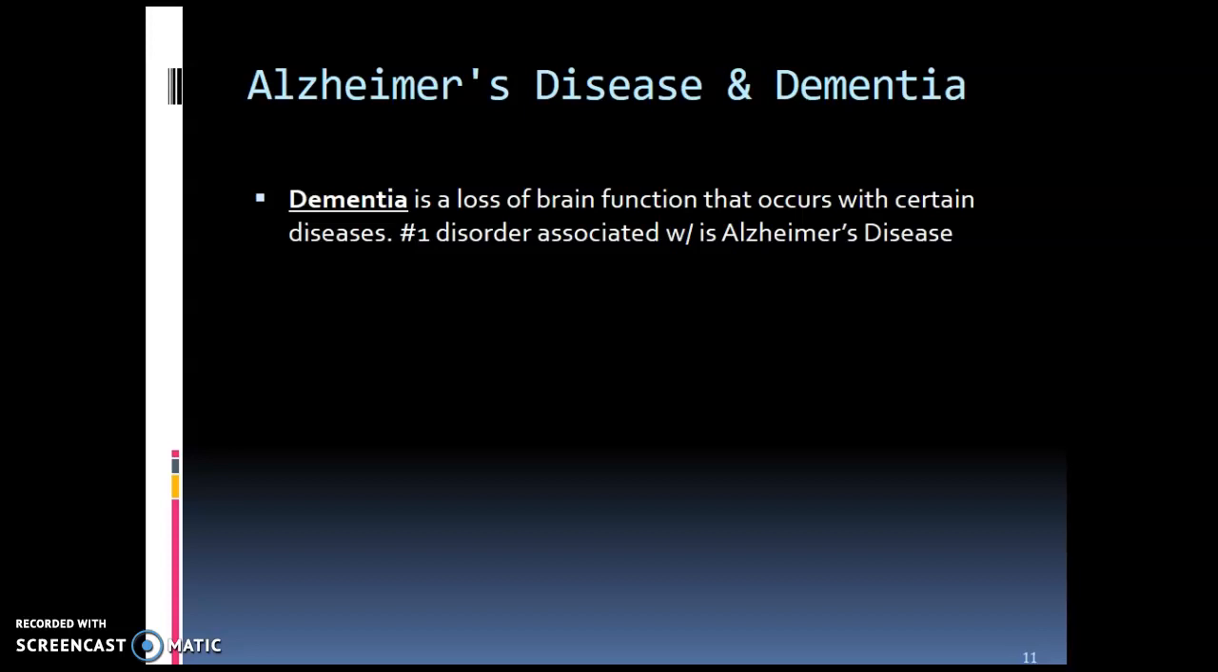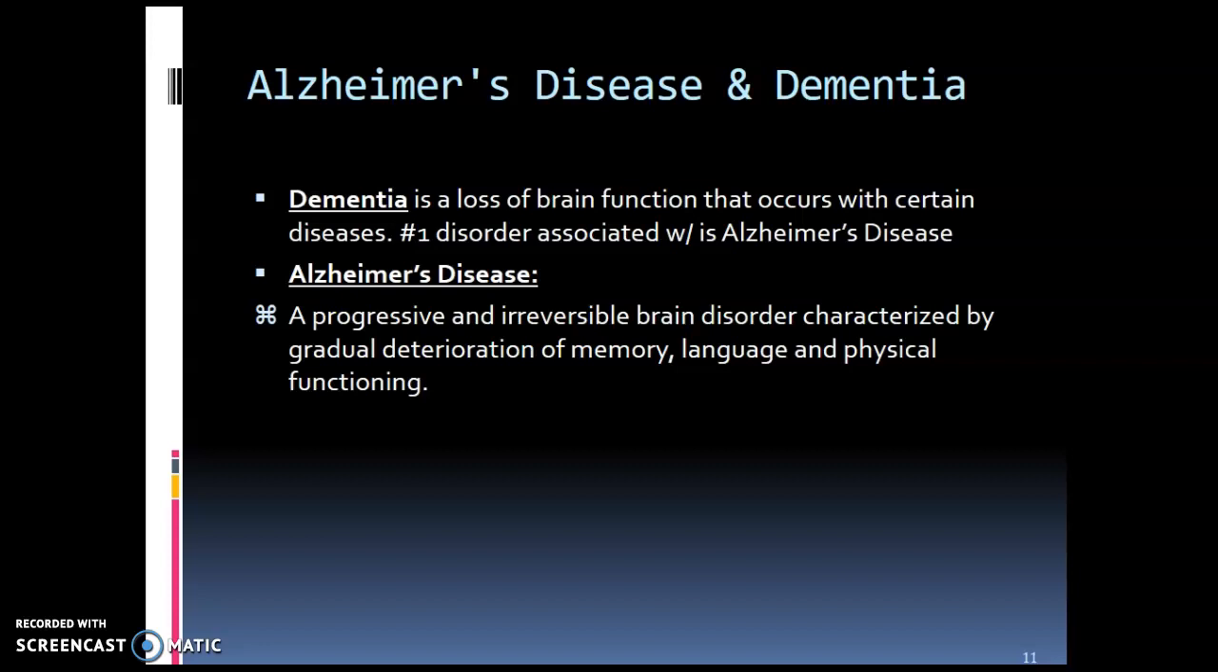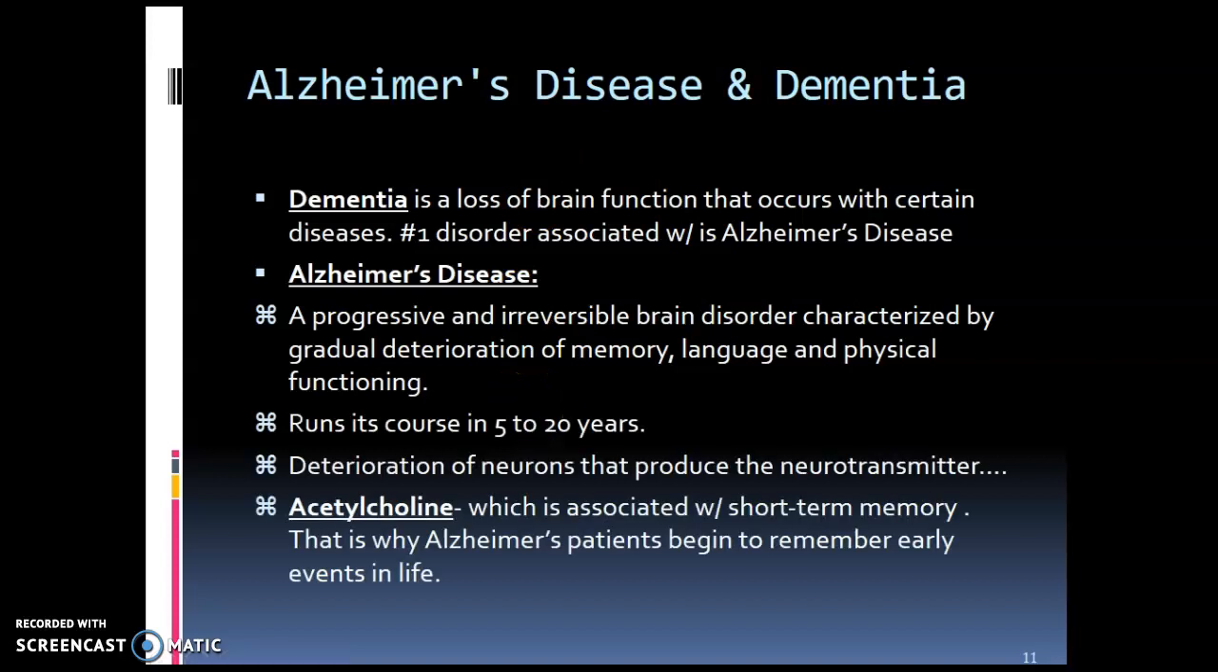Now, when we look at brain development, the main type of brain development we're going to start to see, especially in elderly adulthood, is what we call dementia. Dementia is the loss of brain function. It's associated mostly with Alzheimer's disease. Alzheimer's disease is a progressive, irreversible brain disorder caused by deterioration of memory, language, and physical function. Basically, in the neural networks, the synaptic gap, there are going to be plaques and protein tangles. They're going to block the functioning or the communication of the neuron, which is going to cause it to die. This is usually going to run its course in about 5 to 20 years.